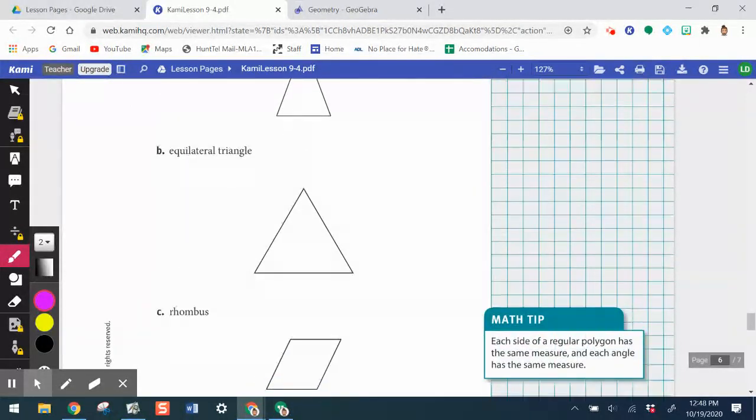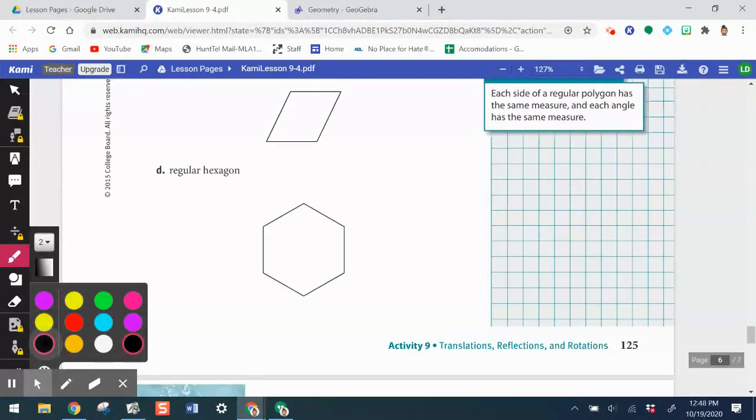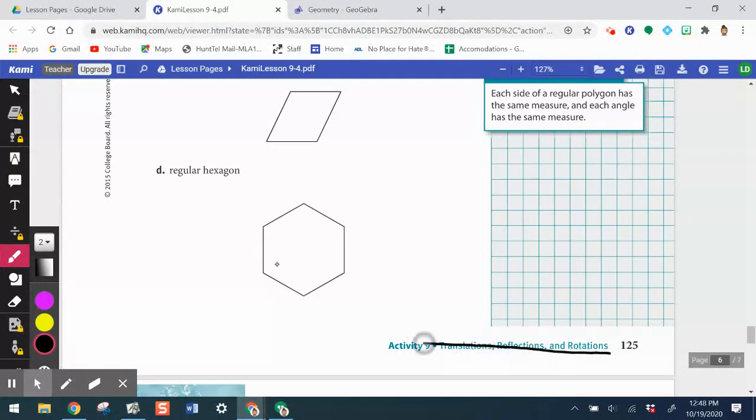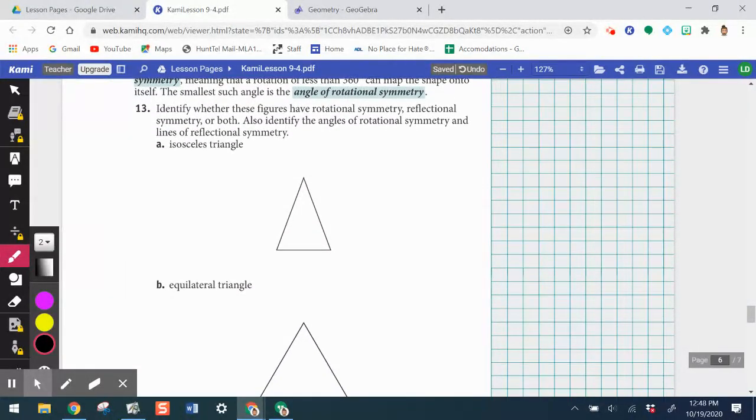So if you would, draw a line at the bottom of the page and then complete. Sorry, my pen wasn't working for a second. Complete item 13 before playing through the video.